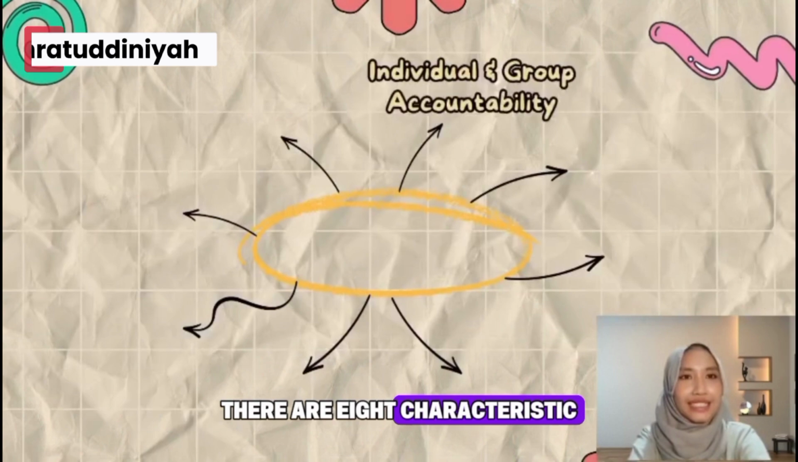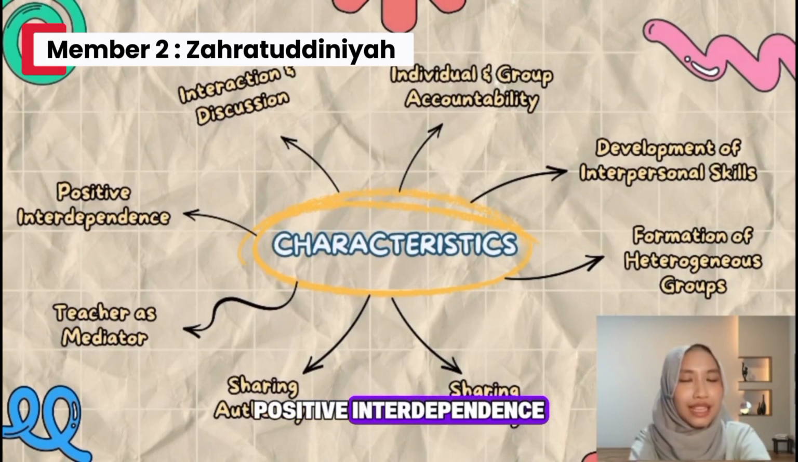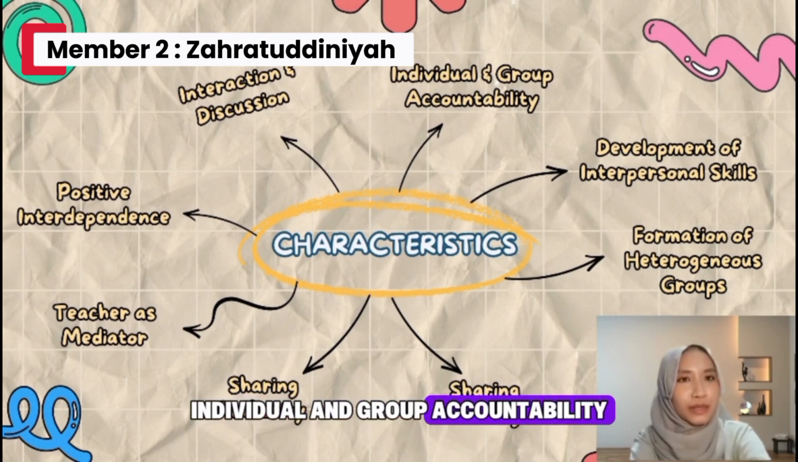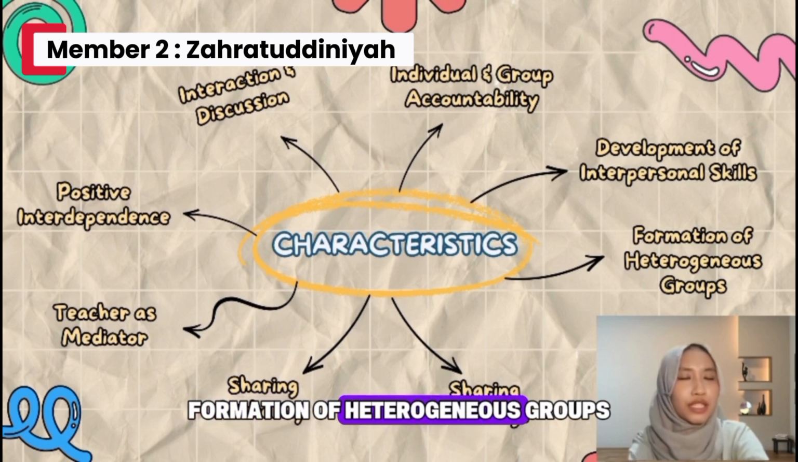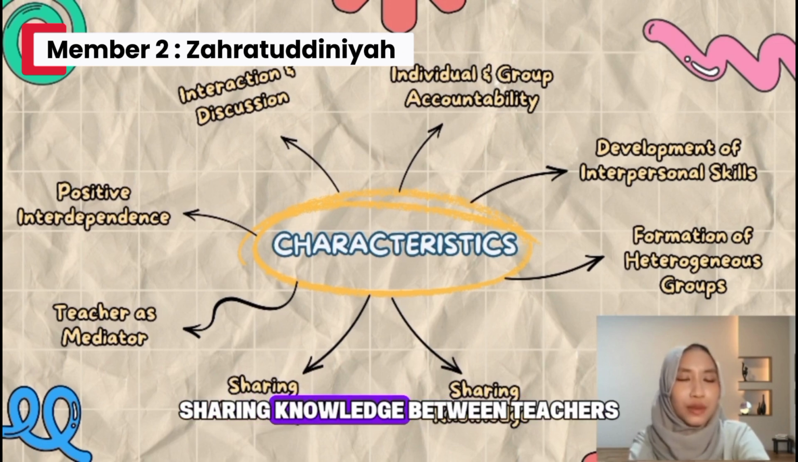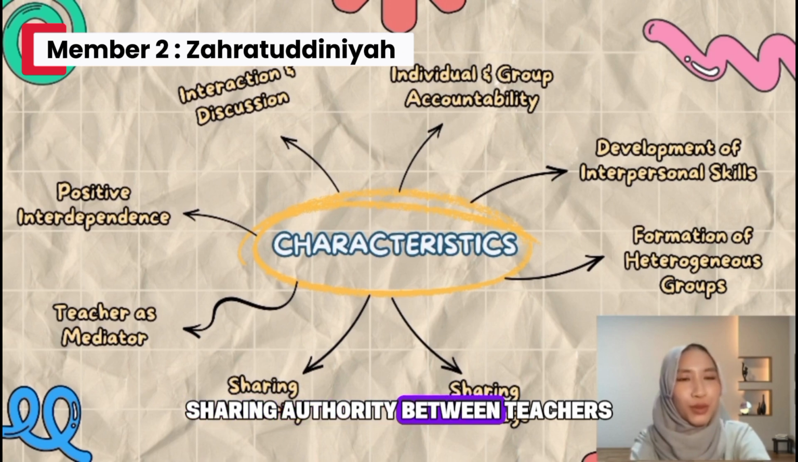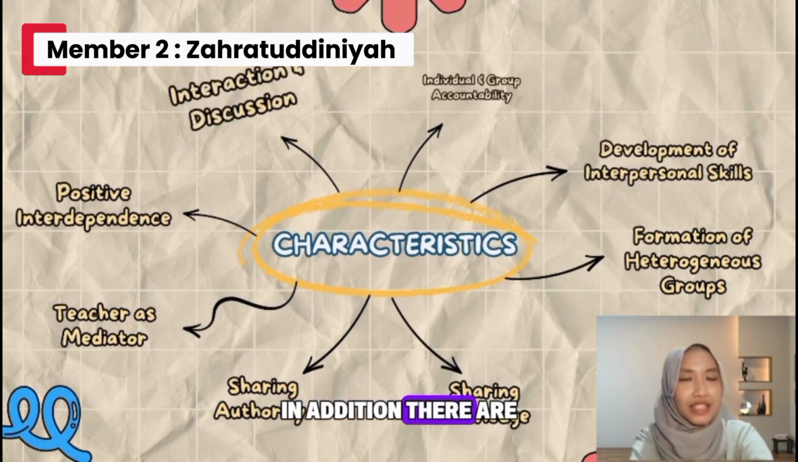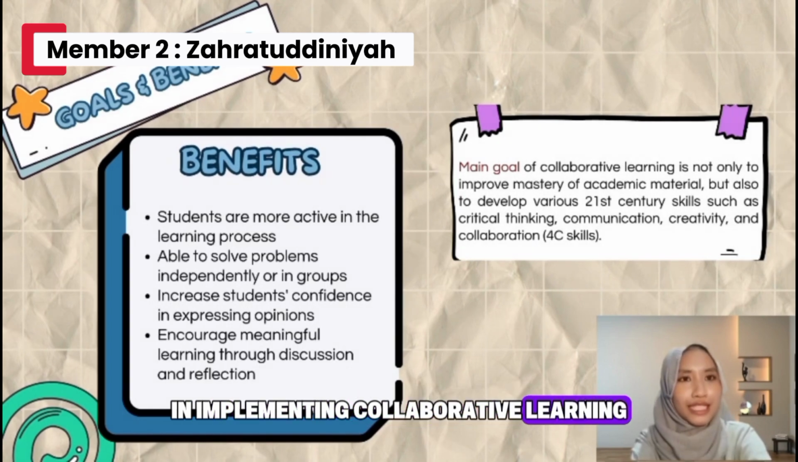There are 8 characteristics that indicate collaborative learning: positive interdependence, active interaction and discussions, individual and group accountability, development of interpersonal skills, formation of heterogeneous groups, sharing knowledge between teachers and students, sharing authority between teachers and students, and the teacher as a mediator. In addition, there are specific goals and benefits in implementing collaborative learning.